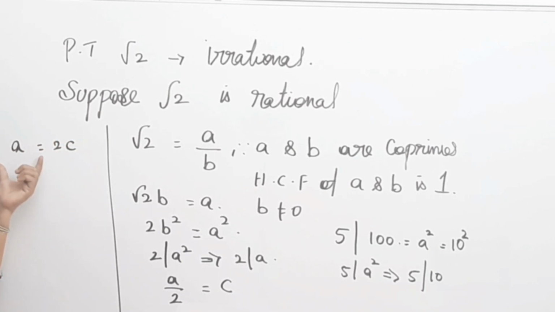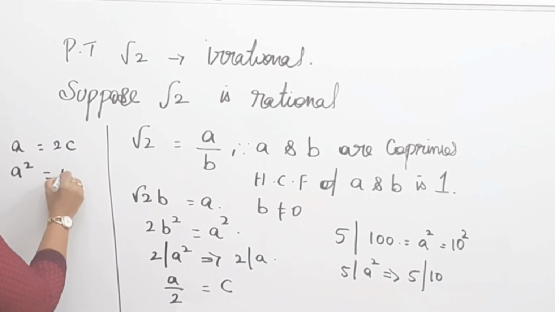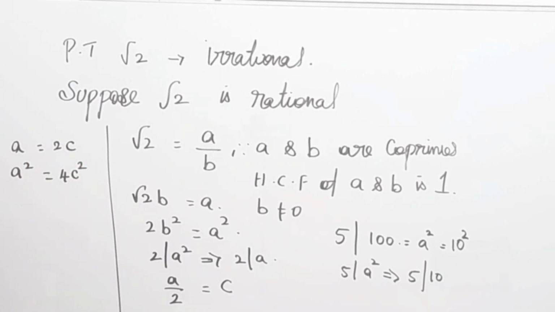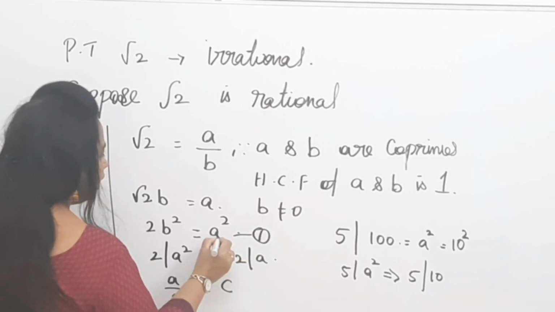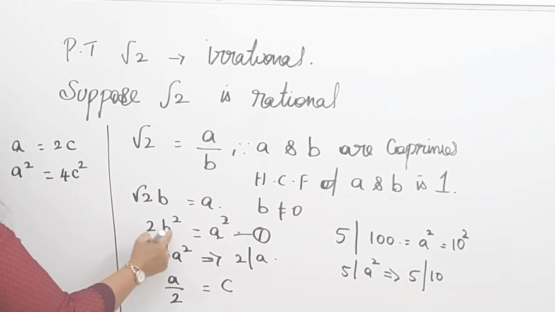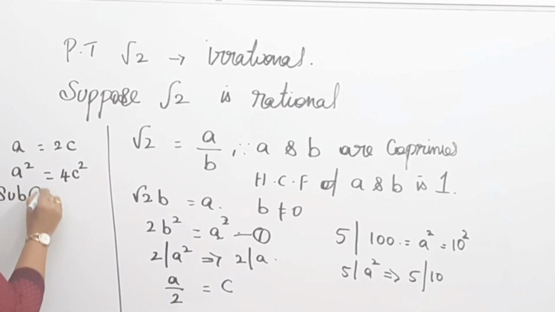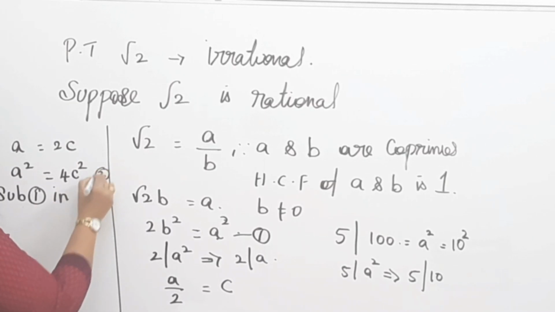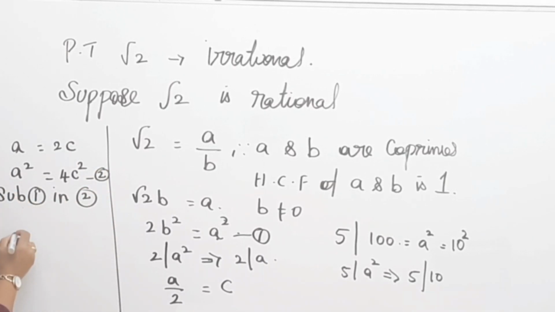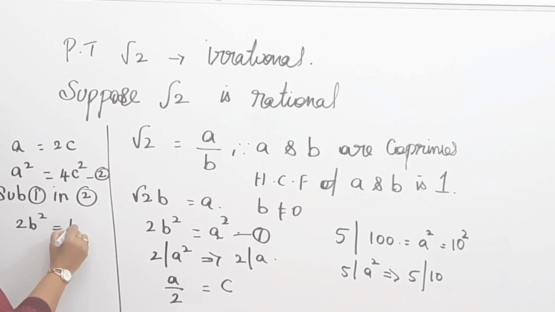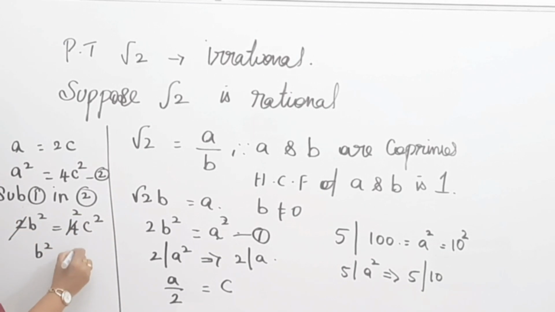Now I am going to take the square on both sides. It will be a square is equal to 4c square. Now you can see in the first equation, I already have a square is equal to 2b square. So let me substitute a square is equal to 2b square from equation 1 in this second equation. So I get 2b square is equal to 4c square. That gets cancelled, so b square is equal to 2c square. That means what?